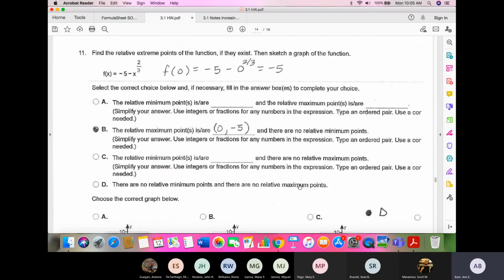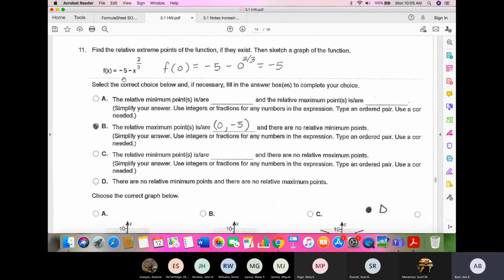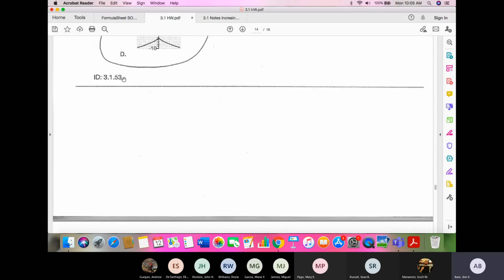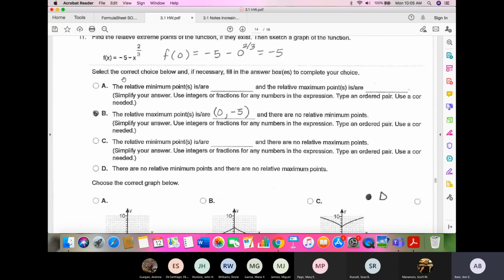How do we handle this problem? We go about it exactly the same way. We take the first derivative first. So let me see what I've got down there.